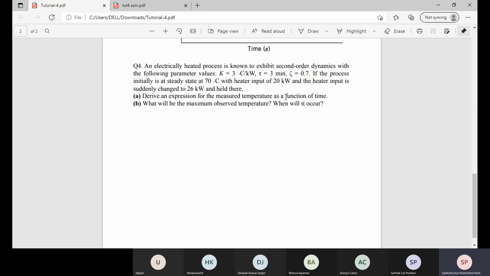We have been given values of K, tau, and zeta. So again we need to convert it into standard form and plug in these values. And for step change, again as step change is given, we need to convert it into our differential equation again.